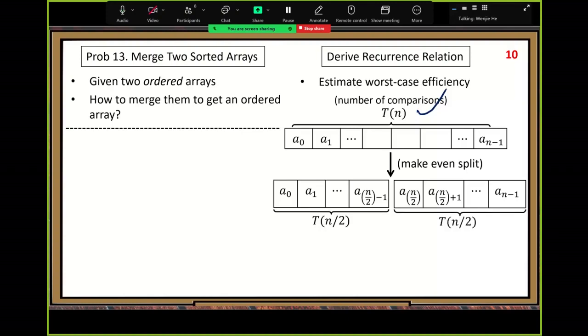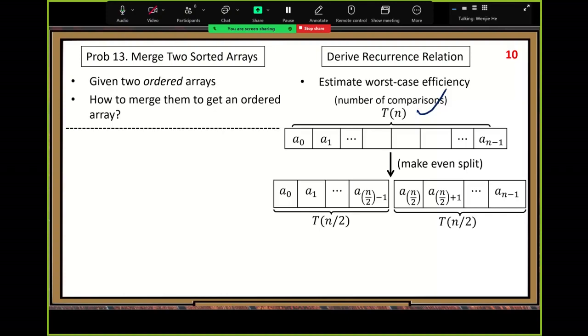Second one also T of n over 2. That's the recursion cost. You do the recursive function calls twice. The first time, T of n over 2 number of comparisons. Second time, another T of n over 2 number of comparisons. But not done yet.